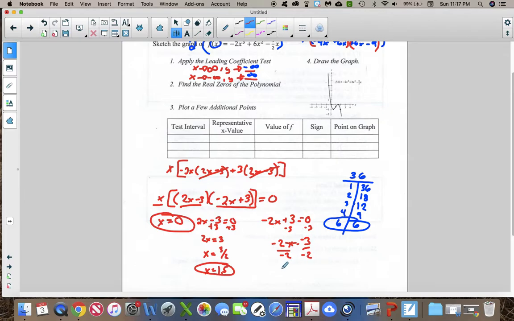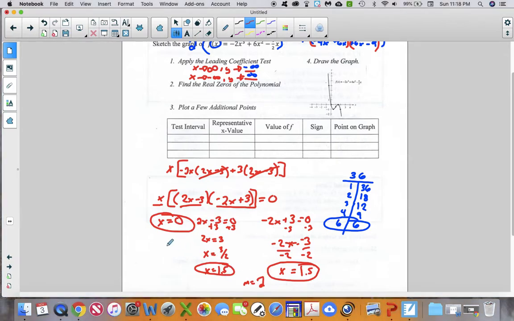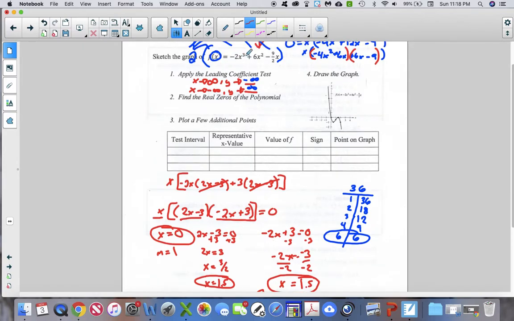Negative 3 over negative 2 is going to be positive, and it's going to be positive 1.5 again. So if you'll notice, that's where that multiplicity is. 1.5 has a multiplicity of 2, and then 0 has a multiplicity of 1, which means that when I add them together, multiplicity of 2 plus multiplicity of 1 gives me a multiplicity total of 3, which was my power to start with.